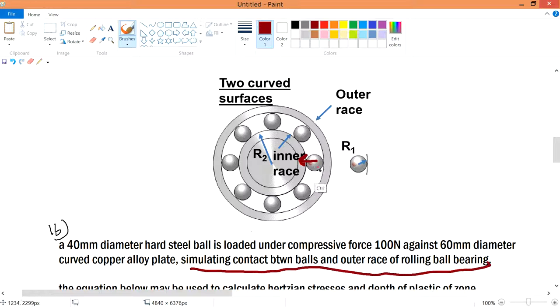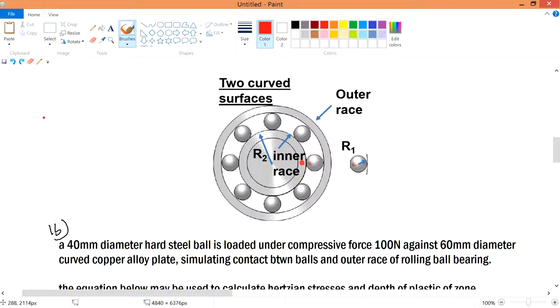As you can see, this sentence is a bit weird. It's simulating contact between the ball and the outer race. The outer race is this one. So isn't it this ball and this race over here? So in other words, it should be like that. Why am I compressing like that? But never mind, this is the answer. The answer states that compressive force 100 newtons is against this copper plate. That's what it's trying to say.